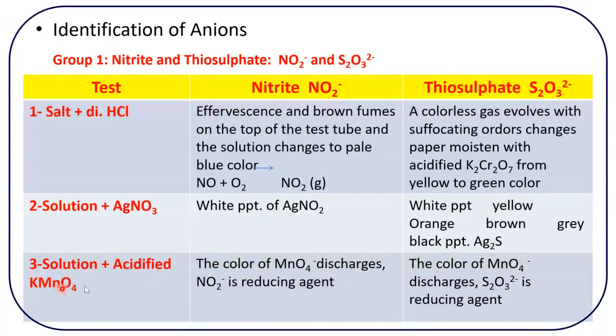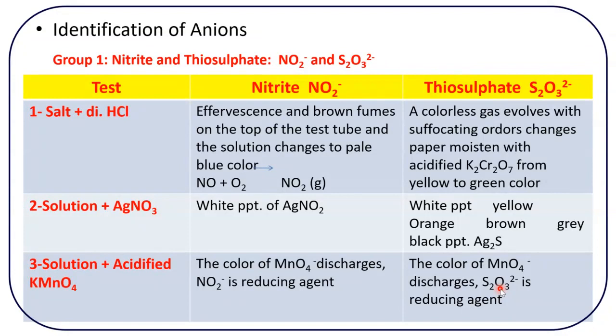color of permanganate. So the color of permanganate discharges, which means that nitrite is a reducing agent, which means the nitrite salt reduces the permanganate. In case of thiosulphate, the color of permanganate also discharges, which means that thiosulphate salt is a reducing agent. Very good.